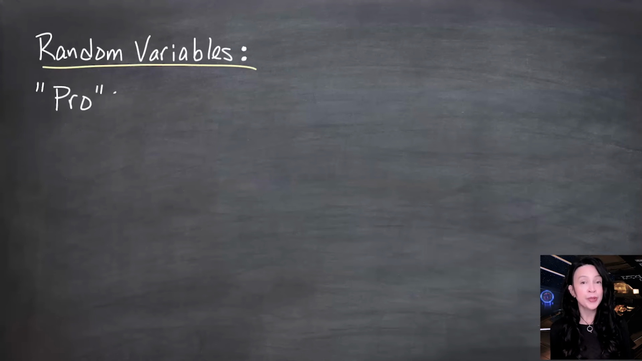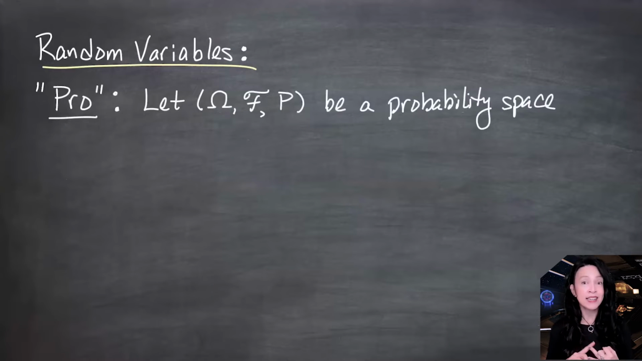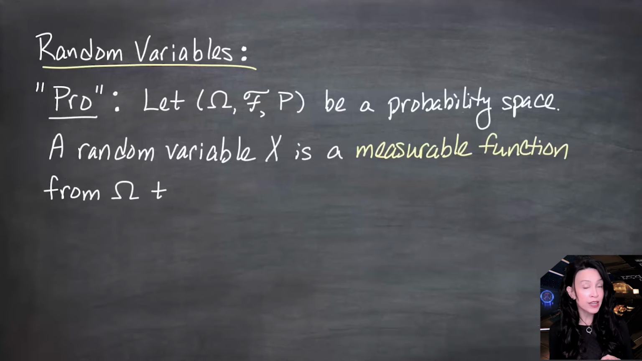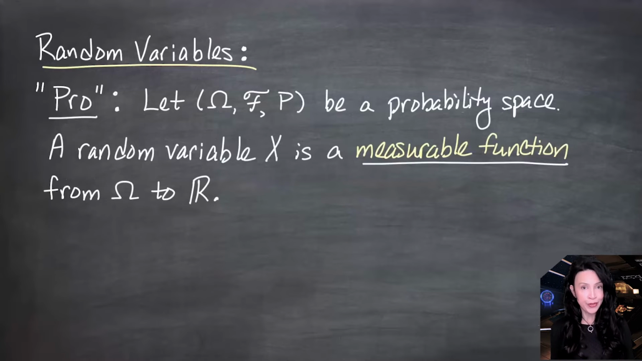We're going to start with a probability space consisting of a non-empty set omega, a sigma field curly F, and a probability measure P. A random variable X is going to be a function from omega to R that is measurable. This is what we need to define today.